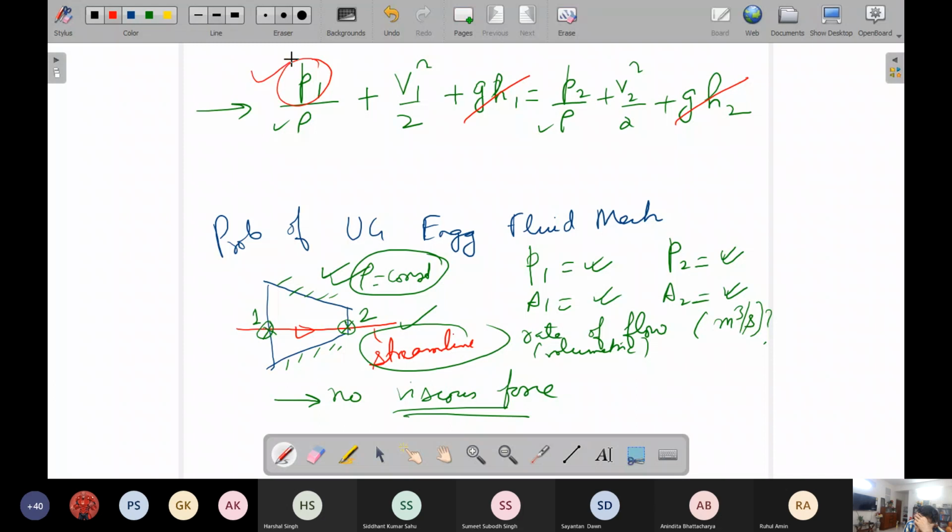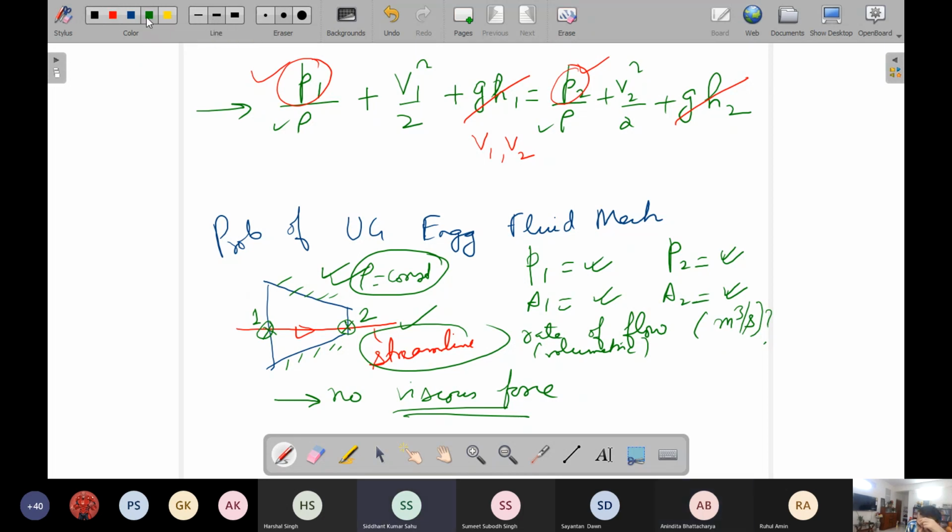Then P1 is given, right? Yes, sir. P1, and P2 is also given. So the unknowns here are V1 and V2, right? Yes, sir. And so you require one more equation, because you have one equation with 2 unknowns. So what is that other equation? Continuity equation. So A1 V1 equal to A2 V2, that famous equation that I was talking about.